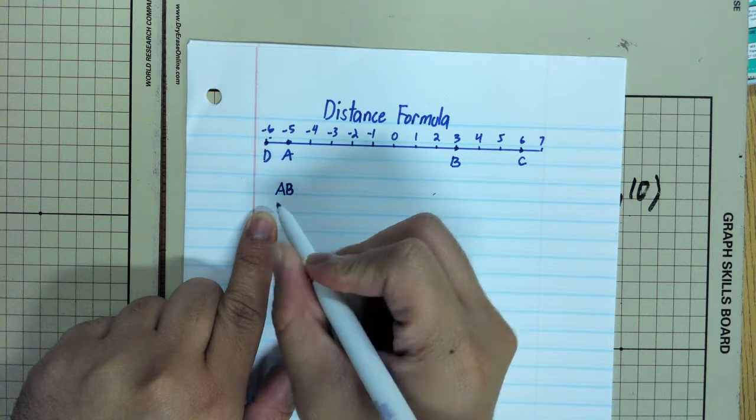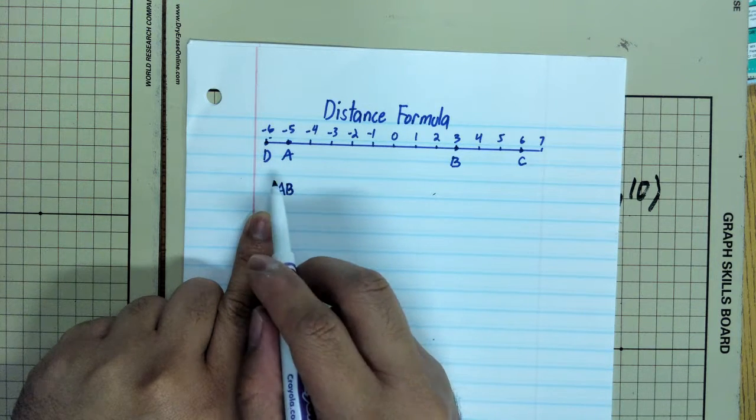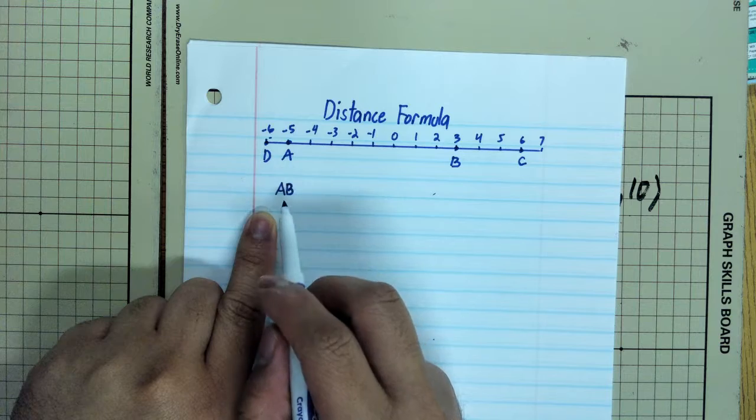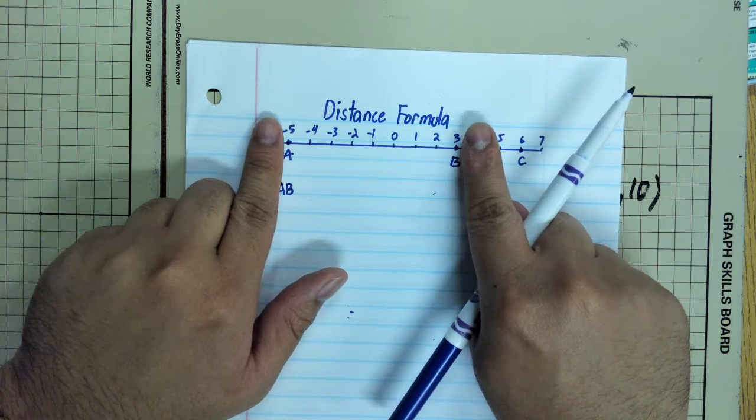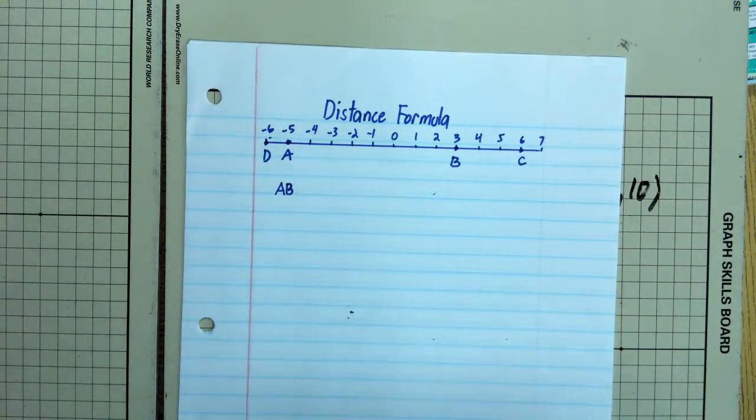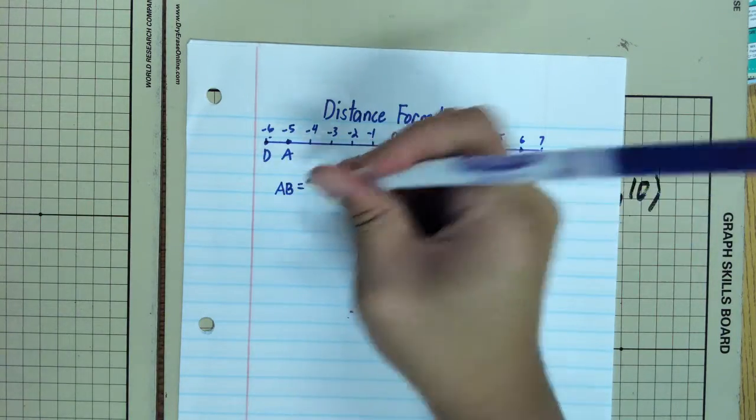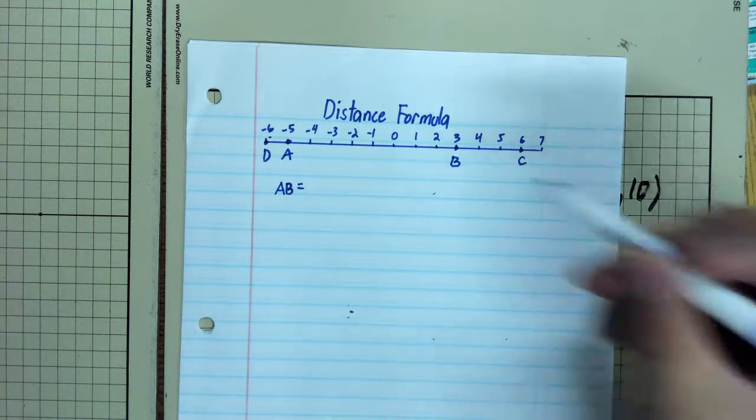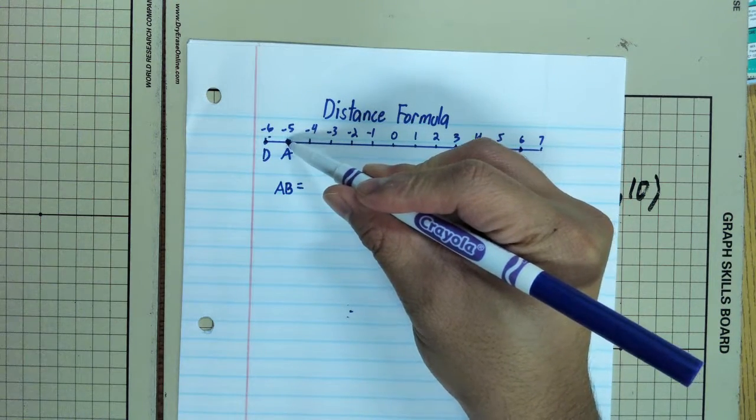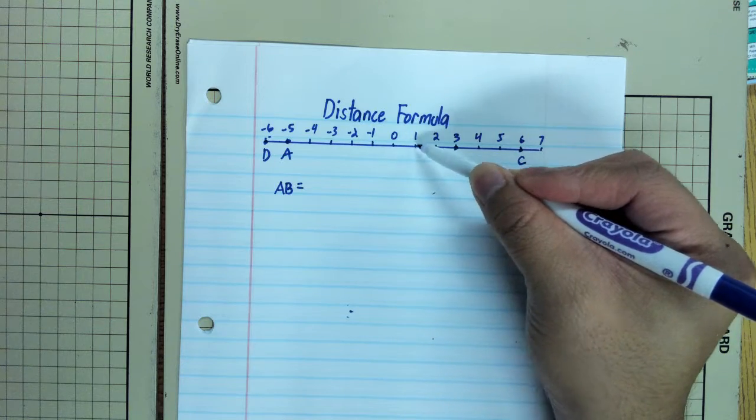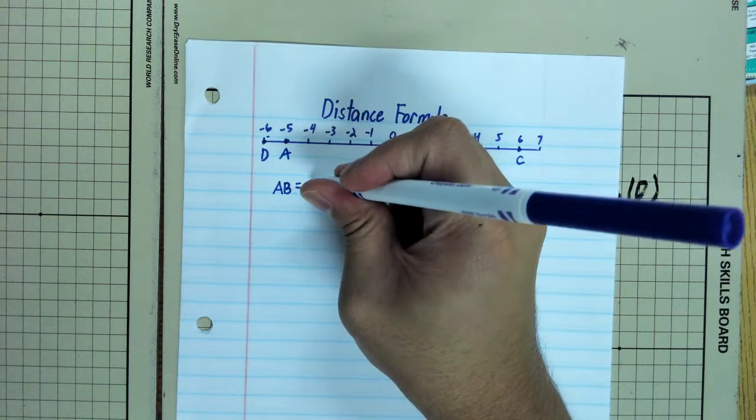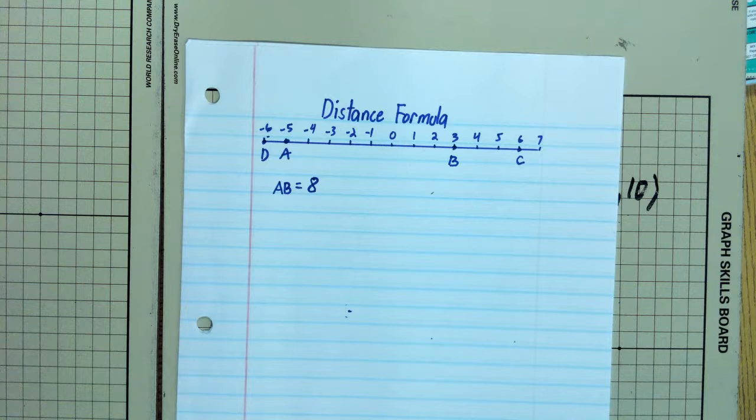So as a reminder about notation, when I write AB without the bar on top, that's talking about the length of the segment AB. So from A to B, how long is it? On a number line, that makes things easy. We can just go ahead and count. From A, I can count that I moved 1, 2, 3, 4, 5, 6, 7, 8 spaces. So the distance from A to B is 8.